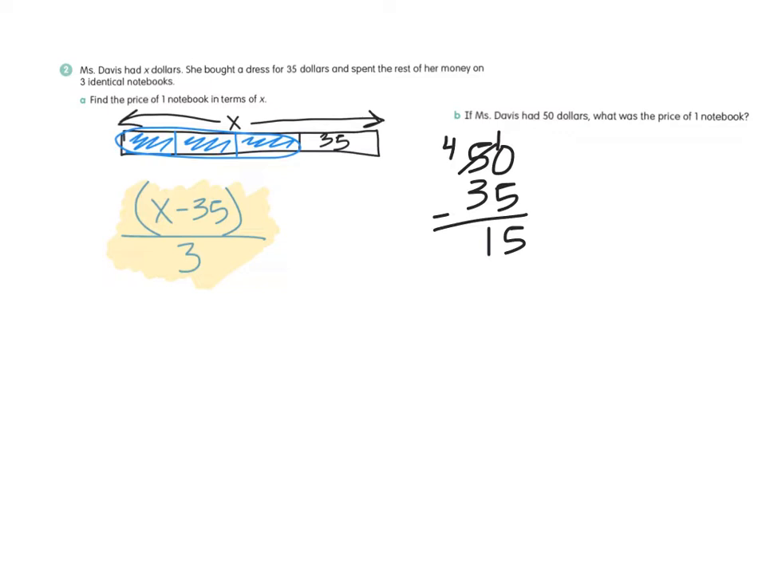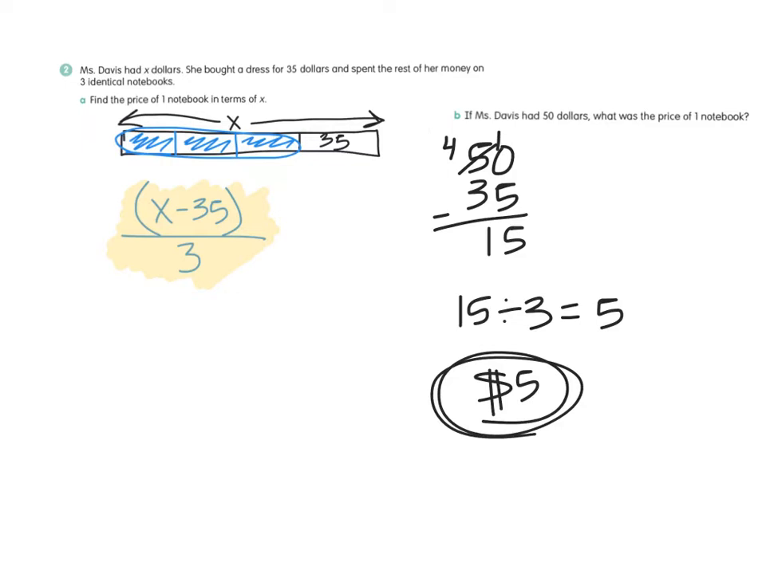Then what did she do after that? She bought 3 identical notebooks, so 15 divided by 3. I'm splitting it up into the 3 notebooks, and that's going to equal 5. That's going to be 5 what? 5 notebooks, 5 dresses? That's going to be $5. The price of one notebook is going to be $5 per notebook. $5 for one notebook. That's the answer for part B.